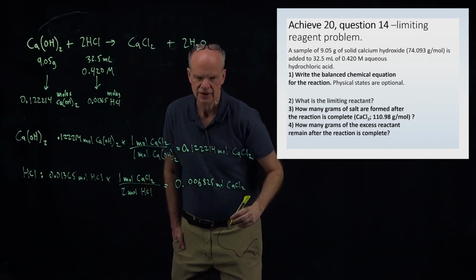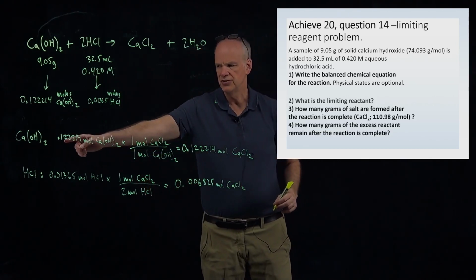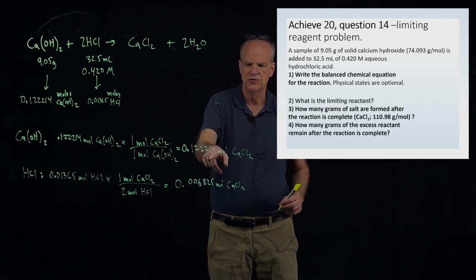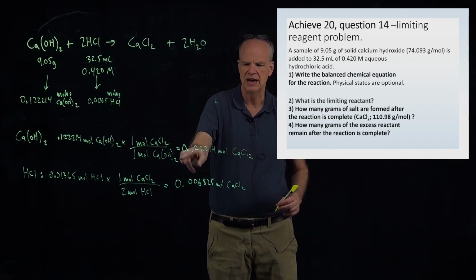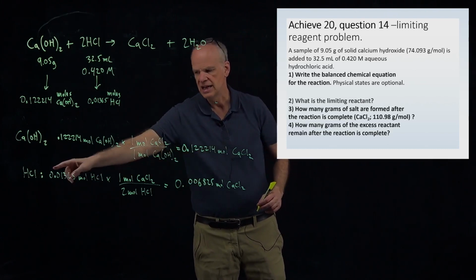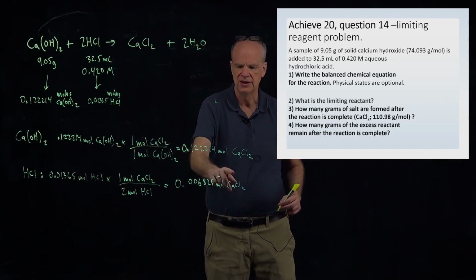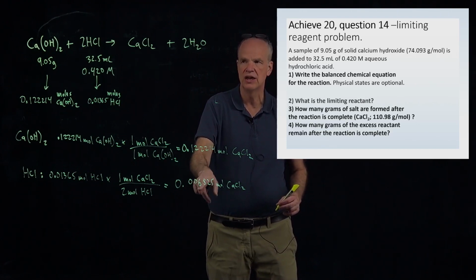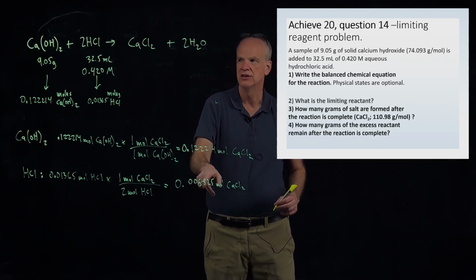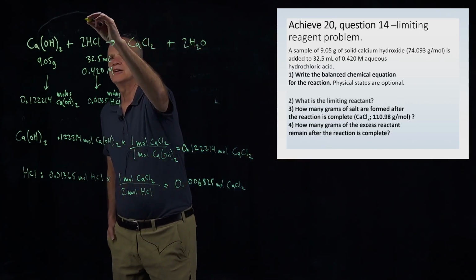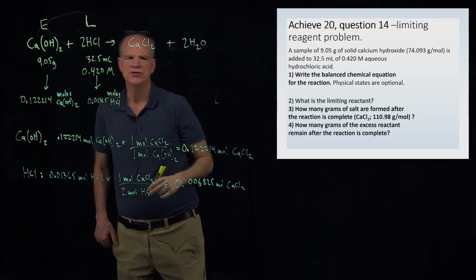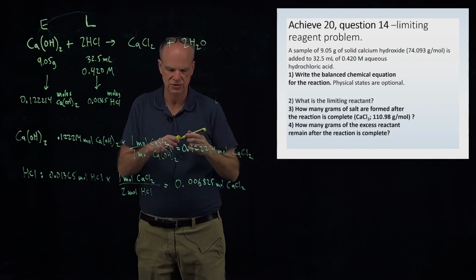Okay. So what you can see is calcium hydroxide at its concentration gives you this much amount of calcium chloride. HCl at this concentration gives you less calcium chloride. So now we know that the HCl is the limiting reagent. So I'm going to put an L here for limiting and an E here for excess. And so I'm going to clean up the board again, and then we'll go on to the next step.